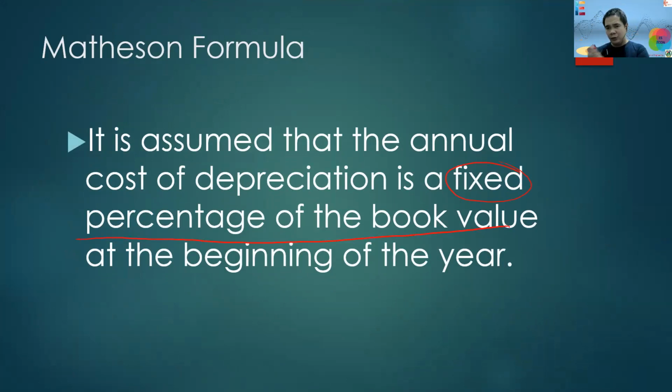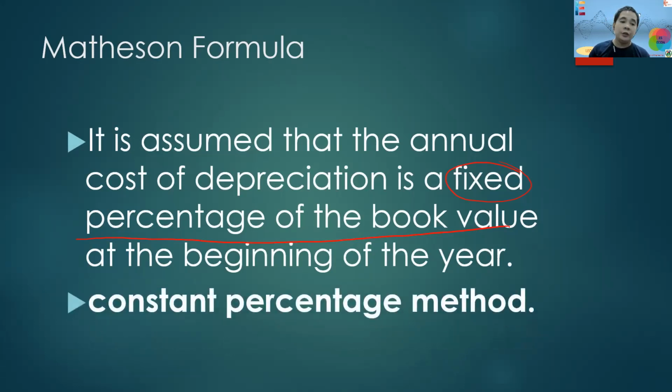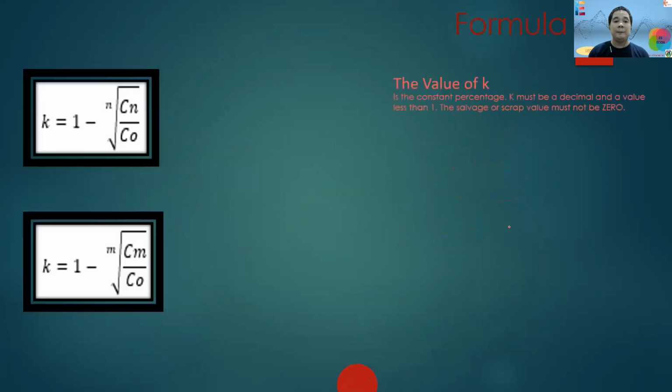So instead of a multiplier for the declining balance method, and then you have a 200% multiplier for the double declining balance method, here you are assuming a fixed percentage of the book value at the end of the first year. So it is, in other terms, a constant percentage method. So what does that mean? It means that using a constant percentage, you are constantly depreciating the value of your asset such that at the end of its fifth year, you have no adjustment.